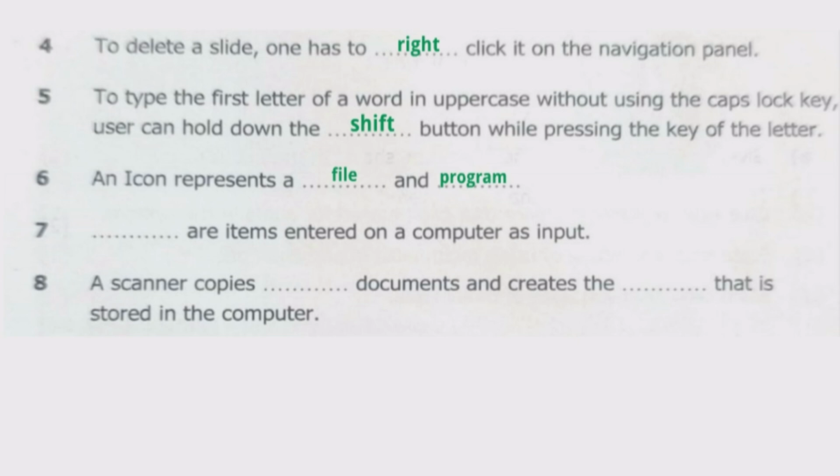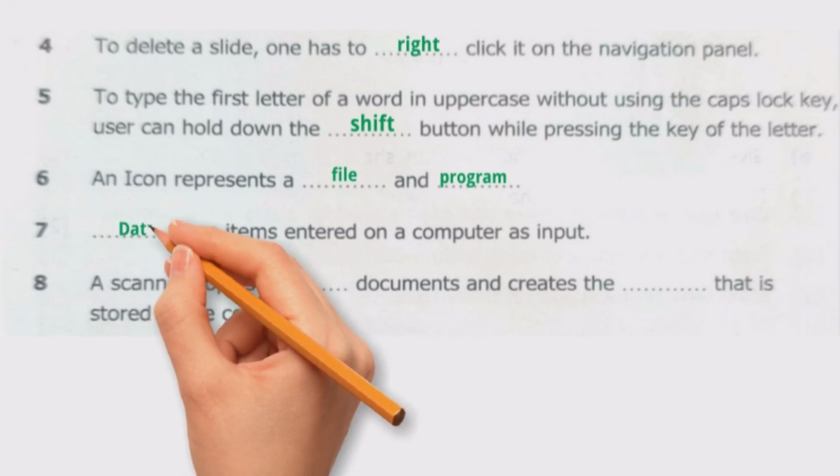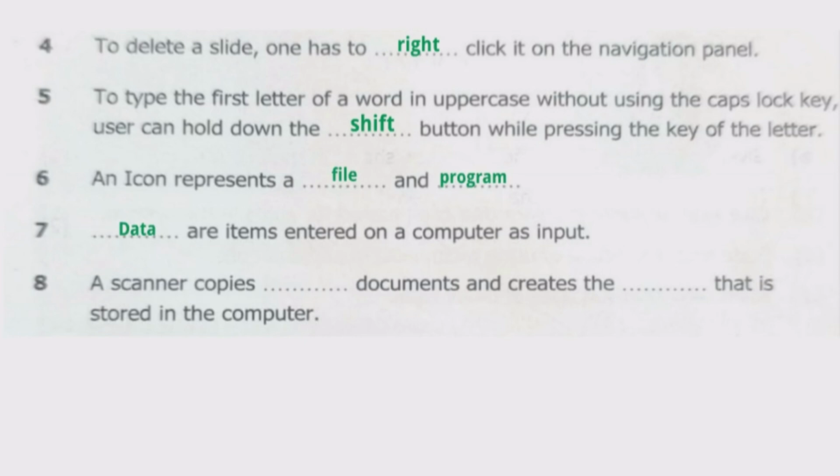We come to question 7. Dash are items entered on a computer as input. So the correct answer there is data. Data are items entered on a computer as input. Okay, so when you're entering data, you're entering items as inputs.